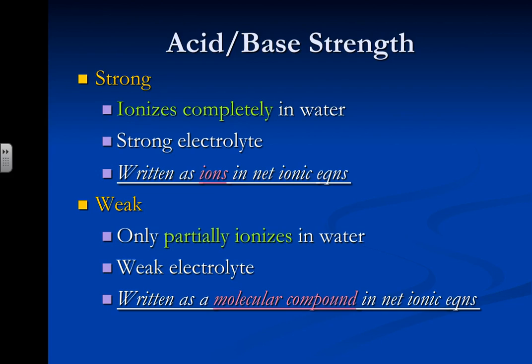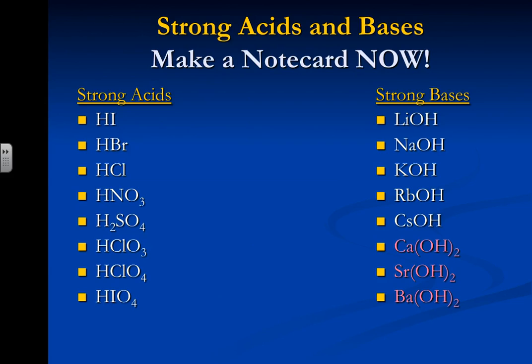what in the world is strong and what in the world is weak? So this is something you need to make a note card of. Strong acids are any of the acids in the list that you see on the left side, and strong bases are any of the ones that you see on the right side, meaning that if you produce in a chemical reaction, or if you deal with these in a chemical reaction in any way, shape, or form as reactants or products, they always get broken into ions.